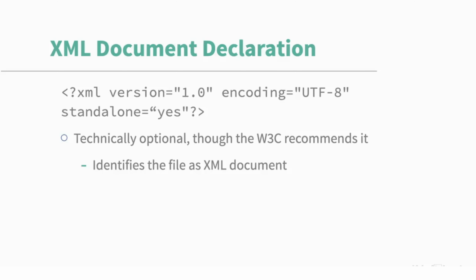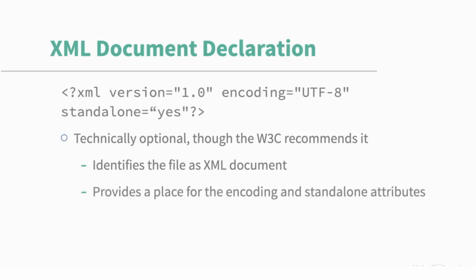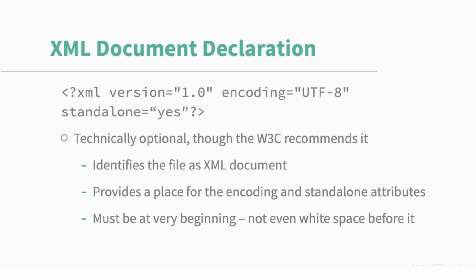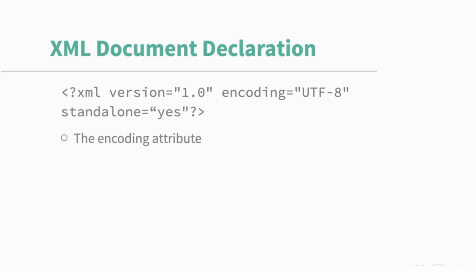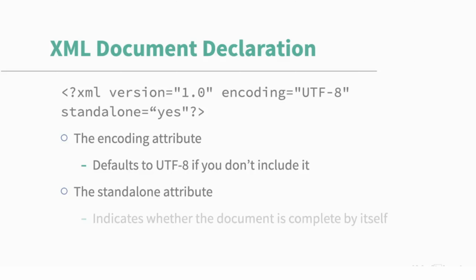It identifies the file as an XML document, and it provides a place for the encoding and standalone attributes. It has to be at the very beginning of the XML file. You can't even have any white space before it. The encoding attribute defaults to UTF-8 if you don't include it, but it's a good idea to explicitly include it. And if you decide to use a character set other than UTF-8, like Unicode UTF-16, for example, this is where you would put that declaration. The standalone attribute identifies whether or not the document stands by itself or it depends on something else. If it requires other data, then you should set the standalone attribute to no.